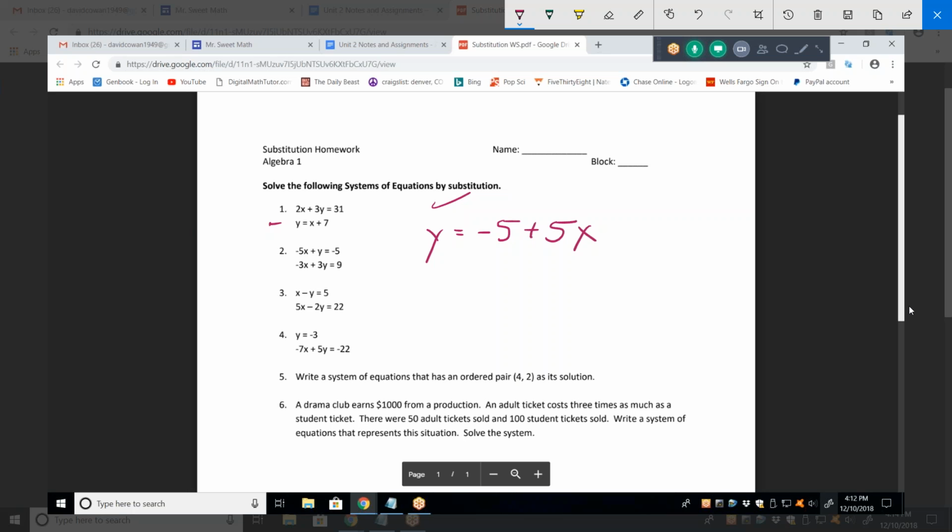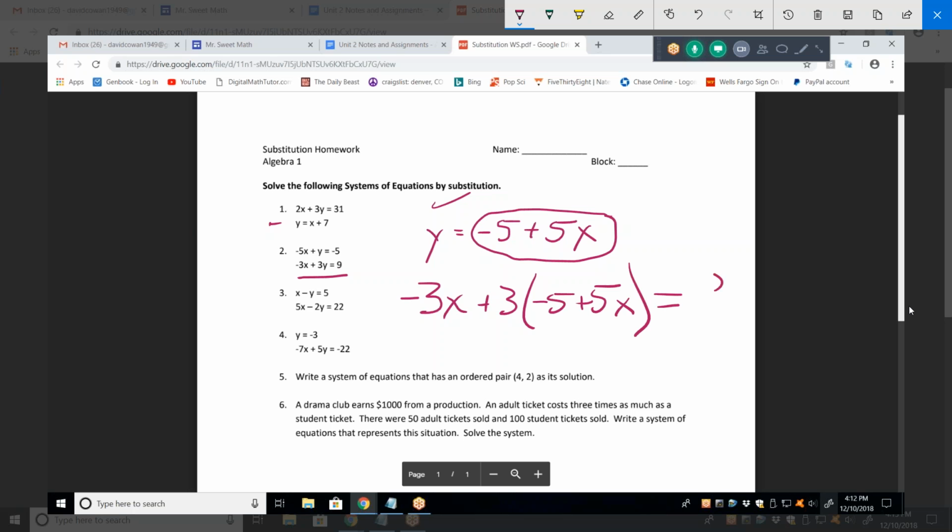Okay. Now I'm going to use substitution, and I'm going to take that, and in the second equation, wherever I run into y, I'm going to put in parentheses what y is equal to. So tell me what I should write. I'll get you started. Minus 3x. Now help me. So minus 3x plus 3, parentheses, negative 5 plus 5x, end of parentheses equals 9. Solve that.